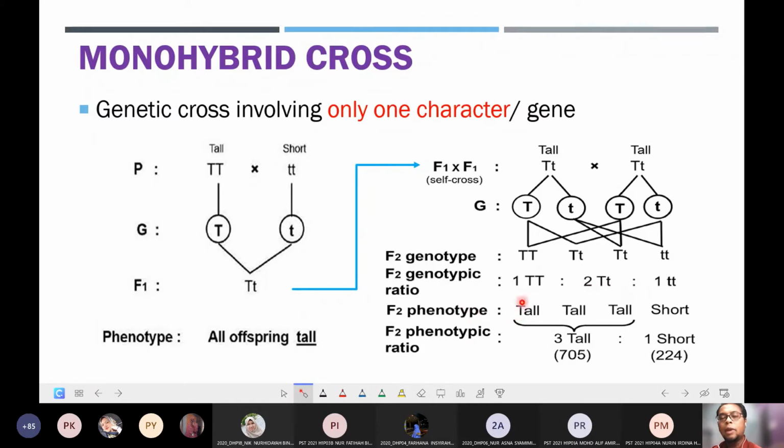And if we look at the phenotype for this F2 generation, we will be able to see that 3 out of 4 will produce tall plants, will have the tall type of phenotype. Only 1 out of 4, about 25%, will show this short characteristic. So if we do a ratio known as the F2 phenotypic ratio, we will get this type of ratio, 3:1.